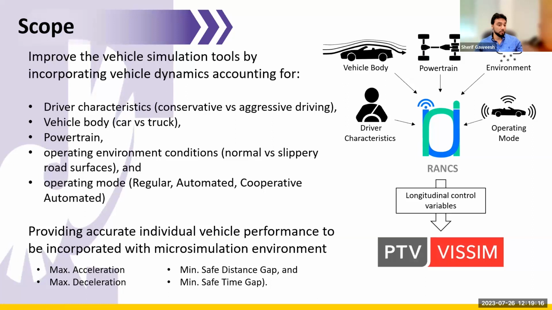Several parameters have been accounted for in this simulation modeling, including driver characteristics, the vehicle body for different cars and trucks, as well as the power terrain, operational environment, and the operational modes. The vehicle dynamic model will provide, at the end, distributions and performance curves for maximum acceleration, maximum deceleration, safe distance gap, as well as minimum safe time gaps that could be used within the microsimulation environment.